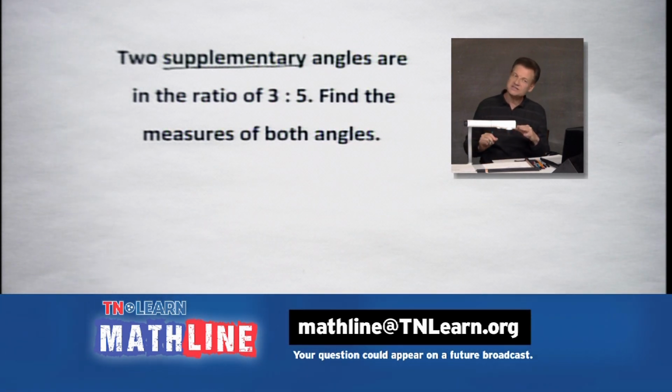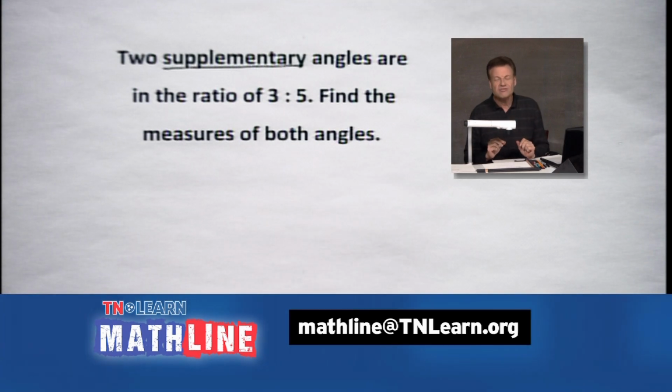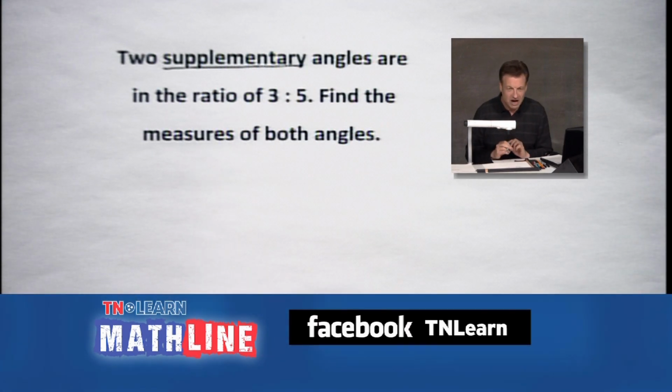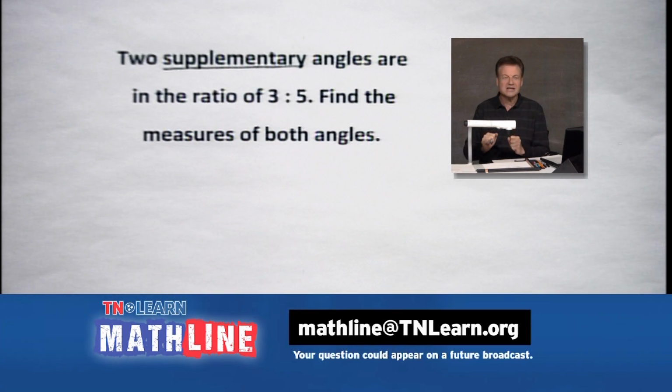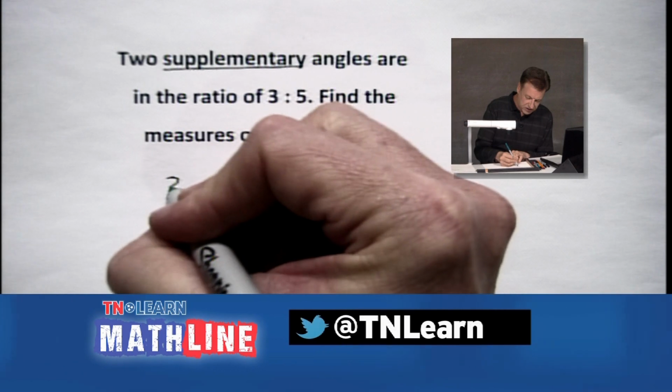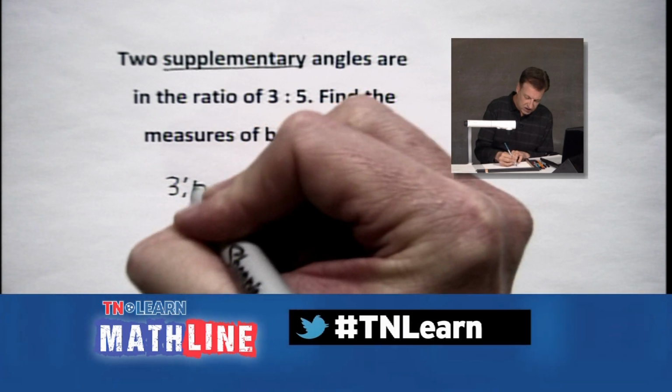Now, sometimes I hear students say supplementary means they are 180. They add up to 180, because both of those can't be 180. There would be no point in the problem. They're in a ratio of 3 to 5, right, folks? Now, how are we going to do this? I'm not saying they're 3 or 5 degrees. I'm basically saying I'm using this ratio 3 to 5.